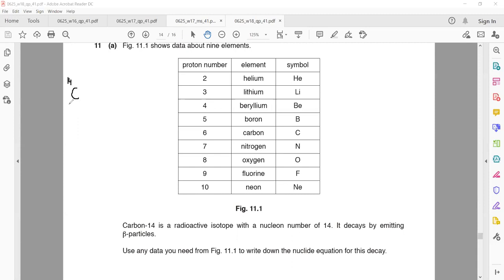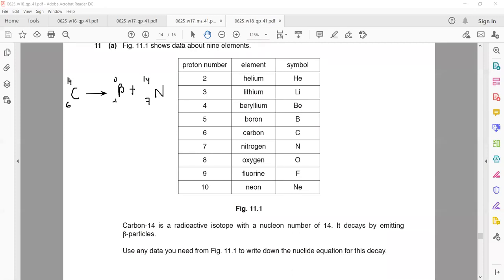What will be the atomic number of carbon? What number should be here at the bottom? The atomic number is 6, so 6 will be there. Then it is emitting a beta particle, so beta is 0 and -1. The element which is formed, the nucleon number will be 14 and this will be 7. So what should be the symbol of that nuclide? The element will be nitrogen, we'll put N.